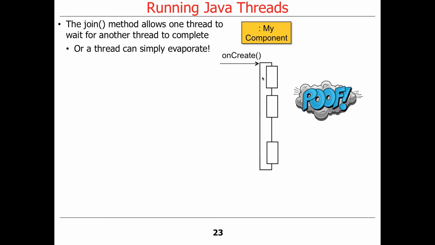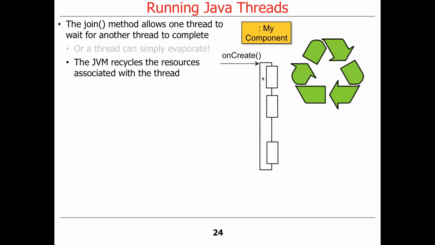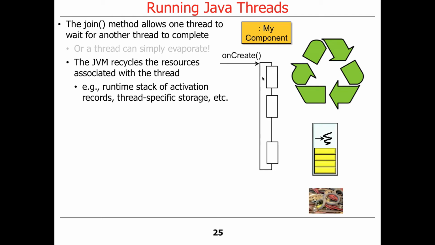Likewise, you can also just have a thread evaporate where you don't wait for it at all. It just disappears. And when that happens, the execution environment, the virtual machine and whatnot, will recycle the resources that are associated with the thread. For example, they will take back the runtime stack and allow that to be reallocated for something else, clean up the memory, thread-specific storage, other resources. Anything that goes along with the thread will be cleaned up by the execution environment so that it's recycled.